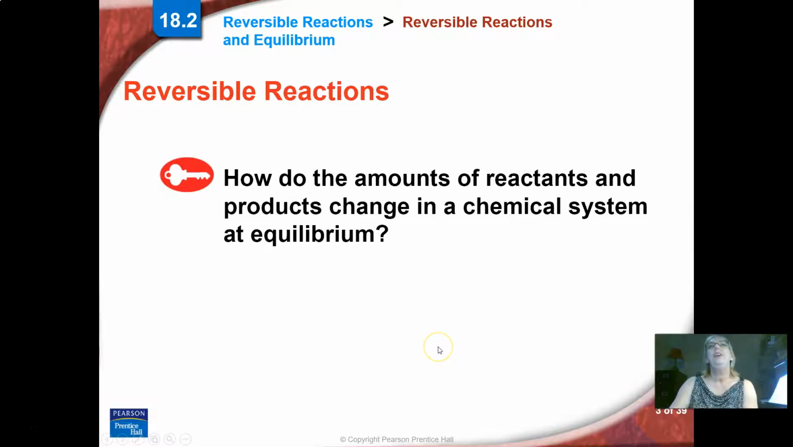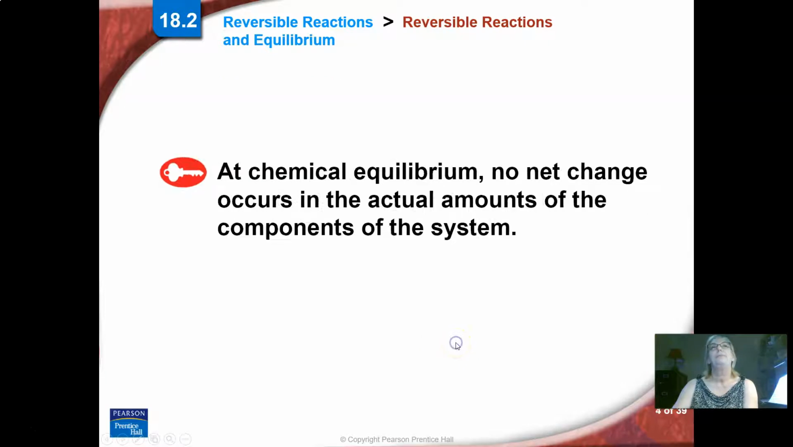So how do the amounts of reactants and products change in something that's in equilibrium? Some reactions can go forwards and backwards, and we'll see that when we get to acids and bases. At chemical equilibrium, no net change occurs in the amounts of anything in the system, but actually molecules are forming and molecules are breaking apart. It's just that the amounts you have of everything remain the same, even though individual molecules are changing.